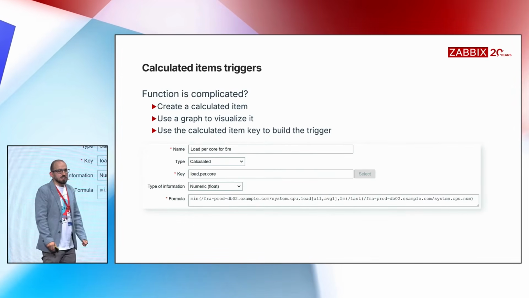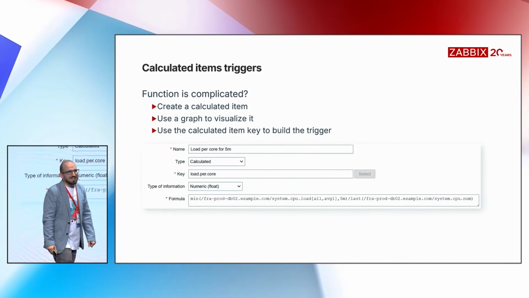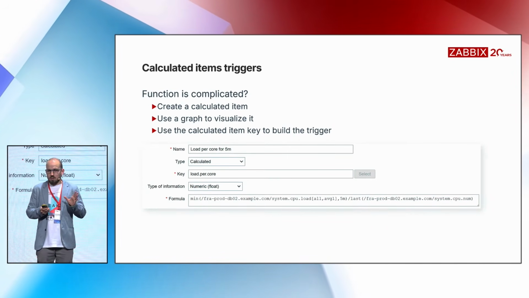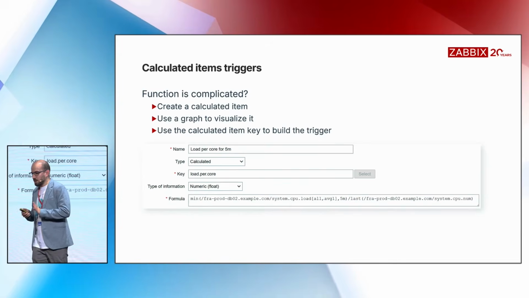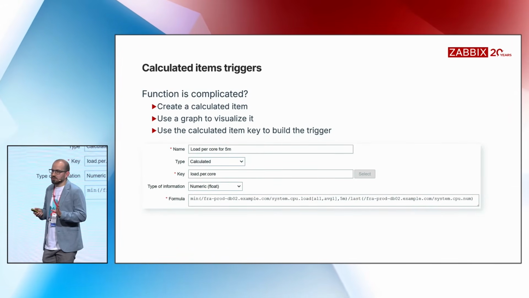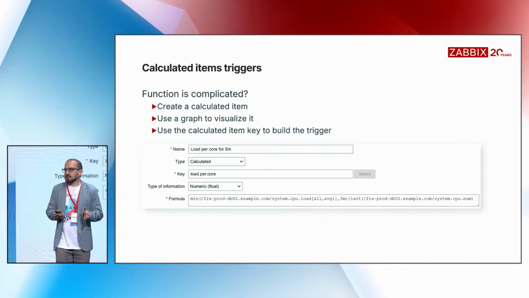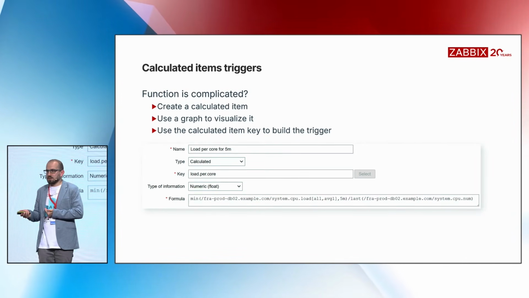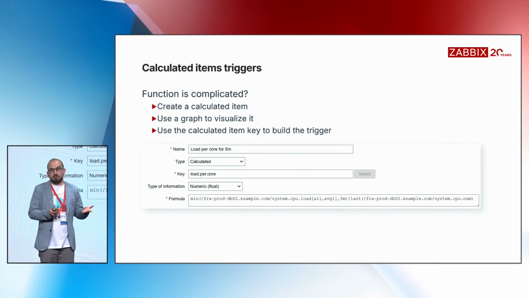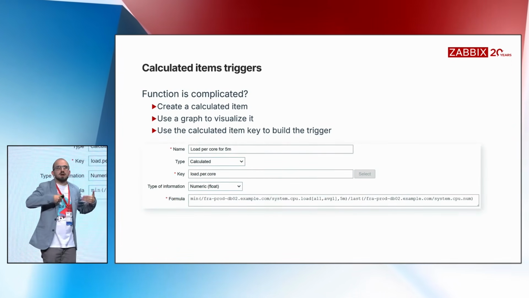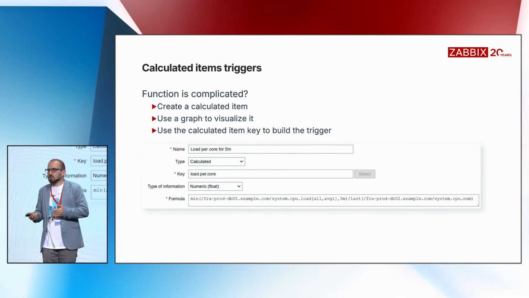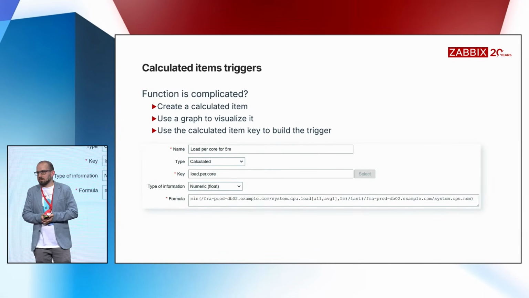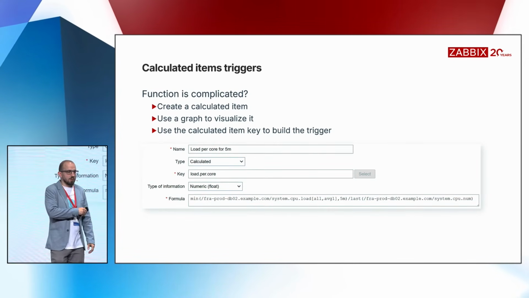And there are some extra hints, right? If you think that the function you're trying to build is too complicated, if you think that when someone looks at this trigger, they will probably be puzzled for the rest of the day or week, use calculated items. Just create a calculated item and see the result of the calculated item. And then use the key, or in simpler words, use the calculated item in the trigger. It will be a lot simpler to create, plus you can visualize what Zabbix is thinking. It will be a lot simpler for everyone.